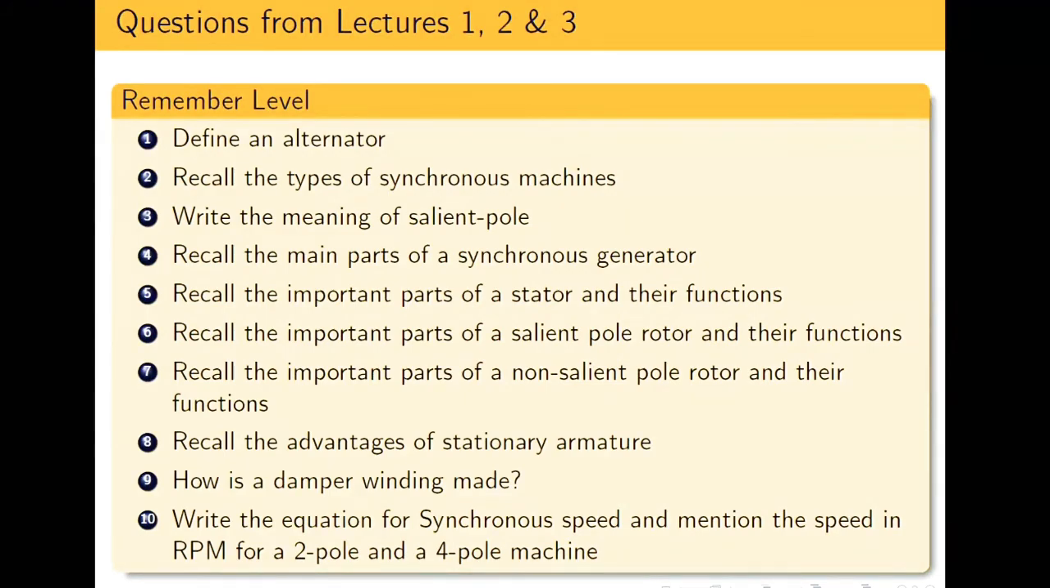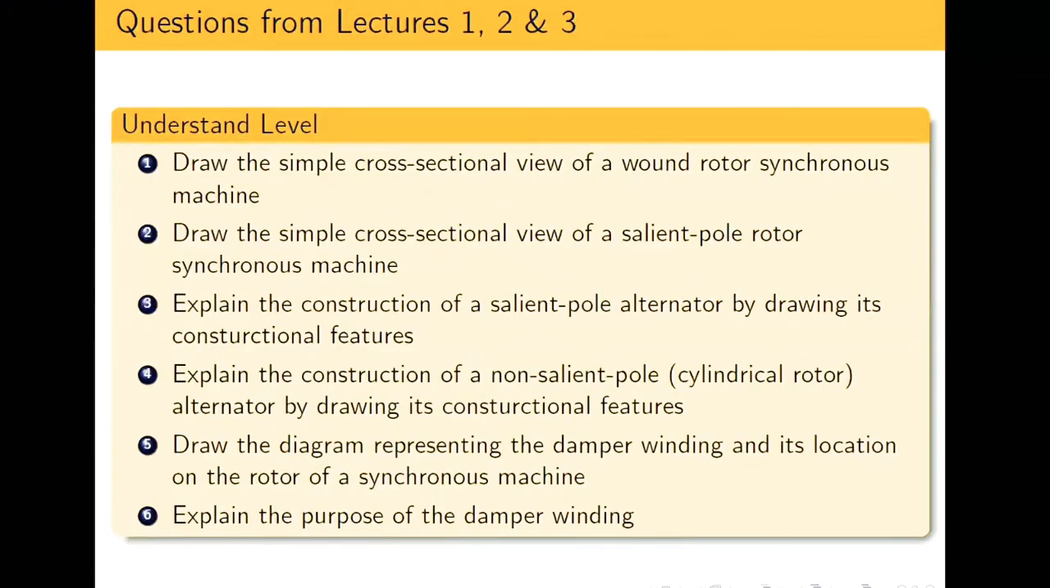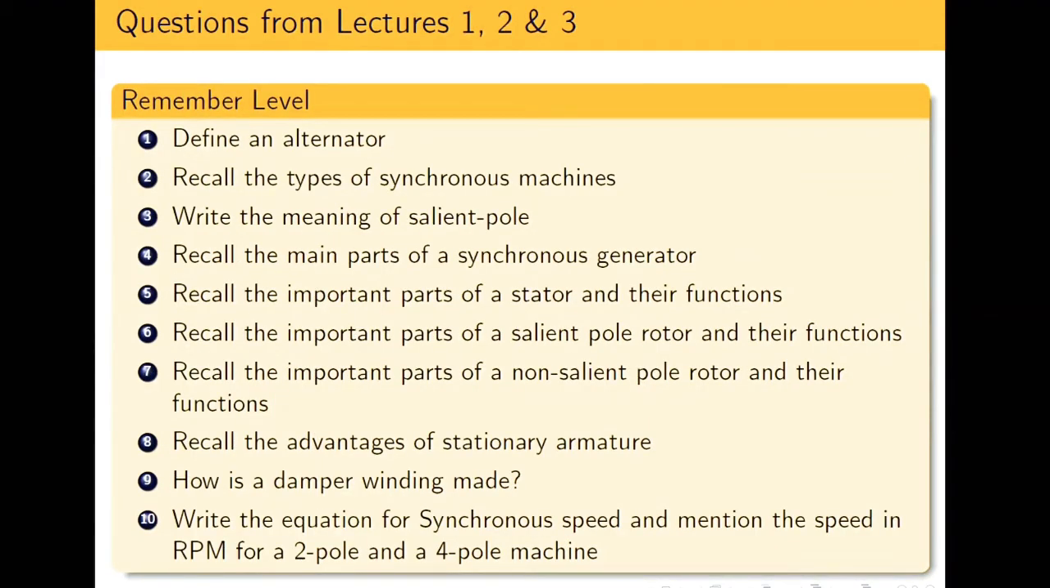And for understand level, you can go for simple draw questions or 4-mark questions. Explain and draw can go for 8 marks. So the third, fourth, fifth questions can go for 8 marks, and the sixth question can go for 4 marks. So 1, 2, and 6 are going for 4 marks. The 3, 4, 5 are going for 8 marks, and all the other questions are 2 marks. And those who will not submit, we'll see what to do with them.